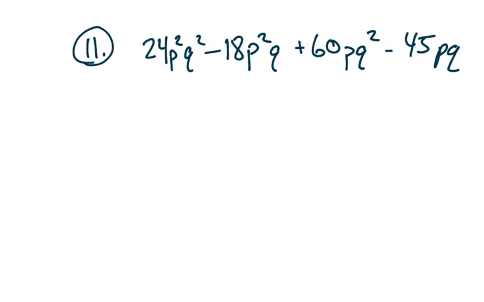Alright, next one. These are bigger numbers, but same game. Go ahead, if you haven't done so already, pause the video, give it a shot, and see what happens. Alright, I'm going to assume that you've done so. When I'm looking at 24, 18, 60, and 45, I can see that they're all divisible by 3, and they all share a p, and they all share a q.